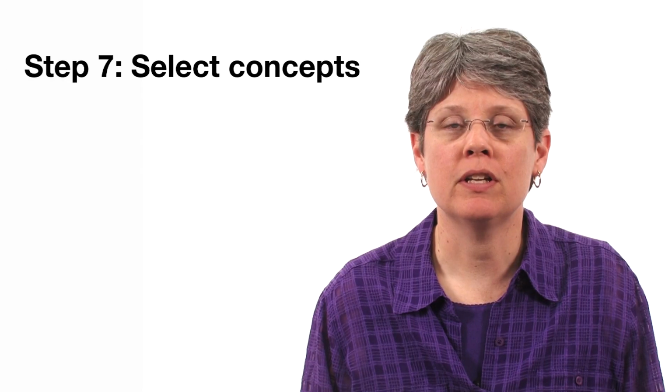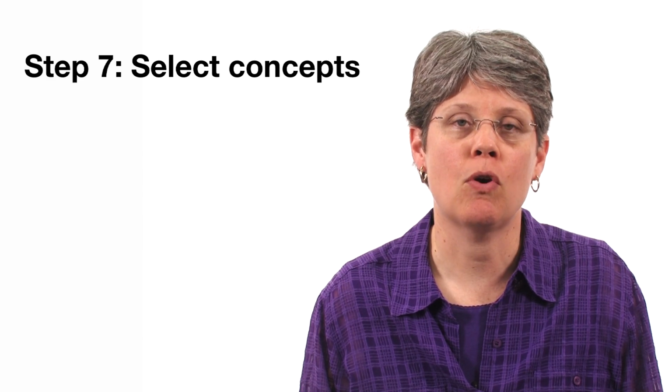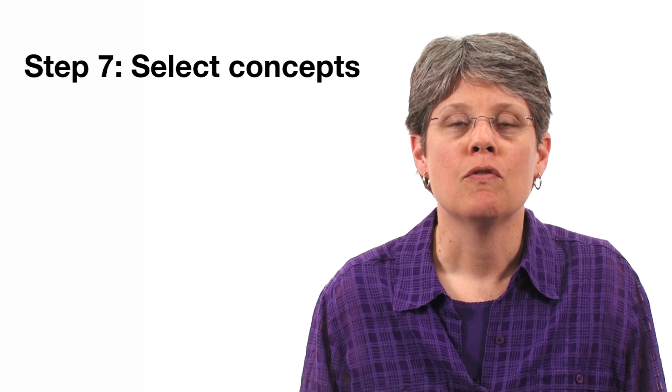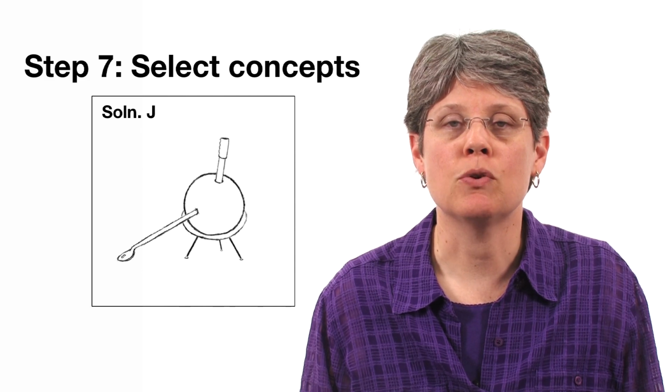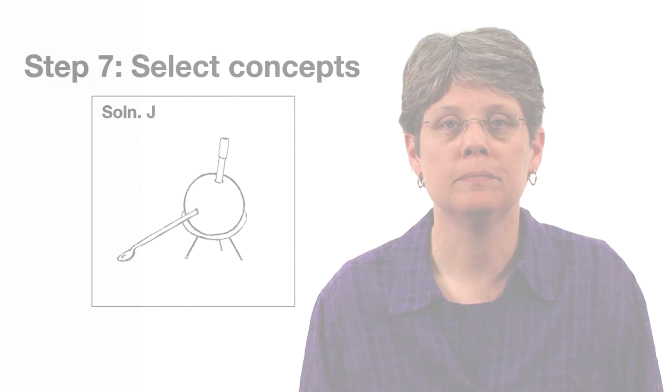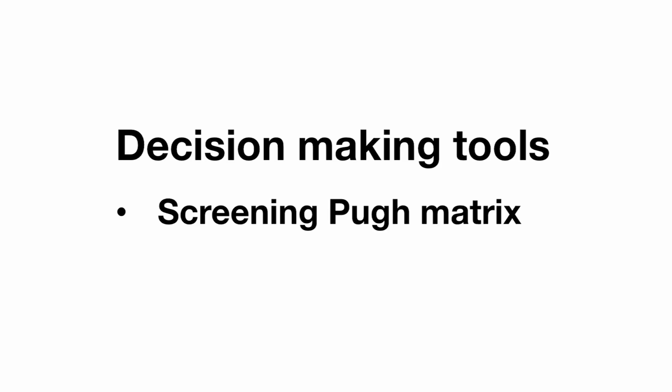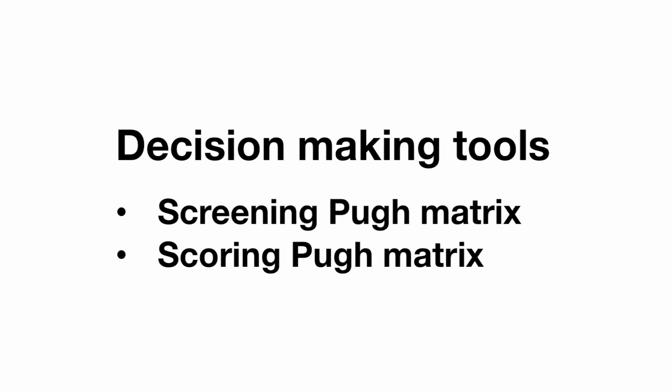Finally, step 7 is to select the concepts to move forward. For this problem, we're going to be selecting solution J, which is the ball and socket joint, to move on to prototyping. At this point, we have used 2 decision-making tools, the screening P matrix and the scoring P matrix, to select one solution from the large number of potential ideas with which we began the process.